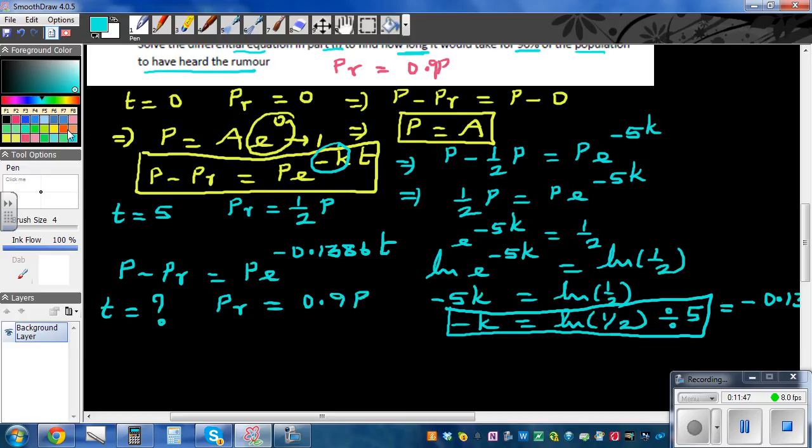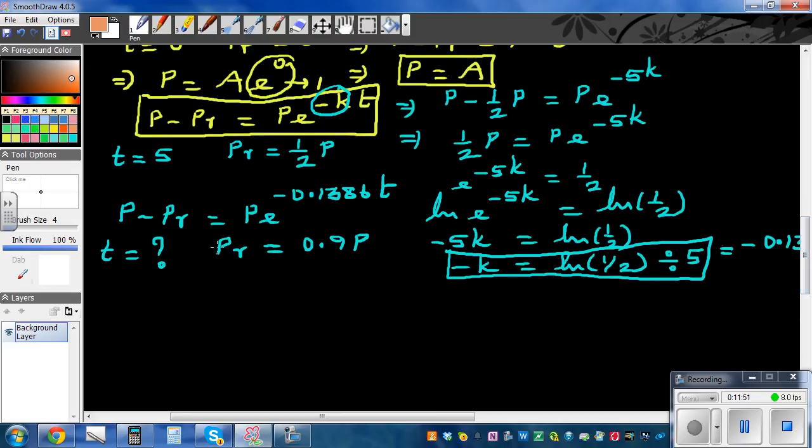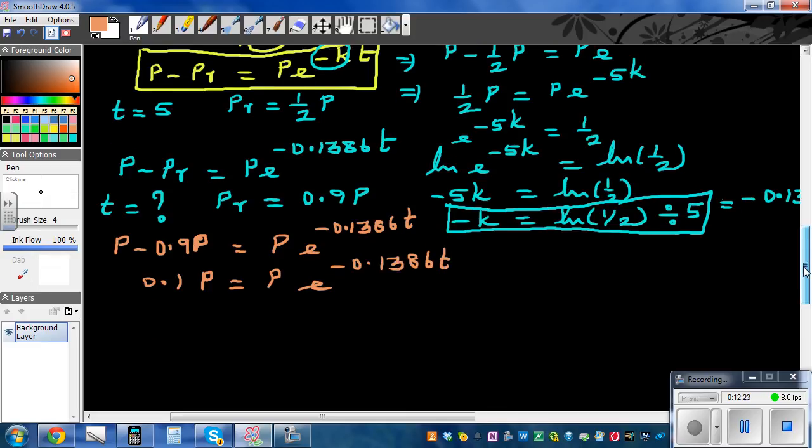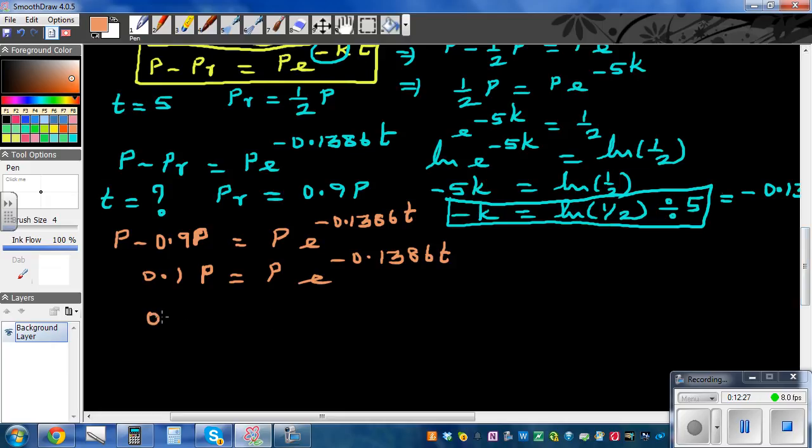Okay, so again, let me change color. We are almost there. So I can say P minus 0.9P is equal to P times e to the power minus 0.1386t. So this is 0.1P is equal to P times e to the power negative 0.1386t. Okay, so now dividing both sides by P, you can say 0.1 is equal to e to the power negative 0.1386t. So natural log of 0.1 is equal to minus 0.1386t.